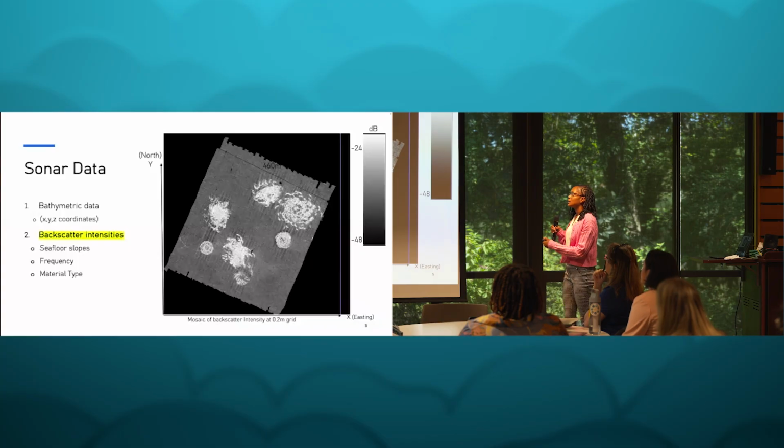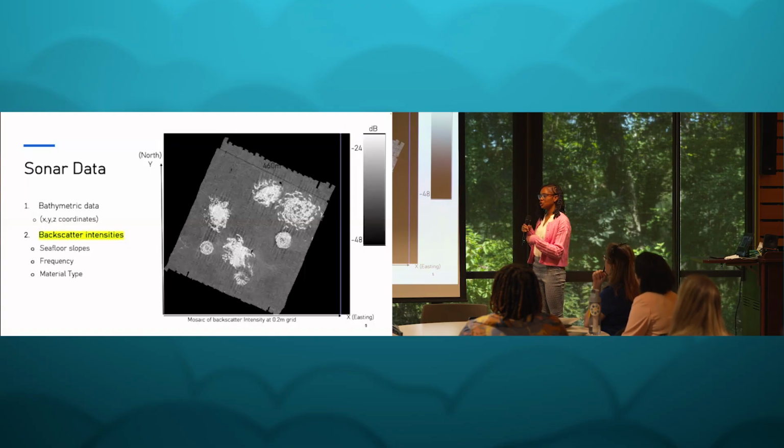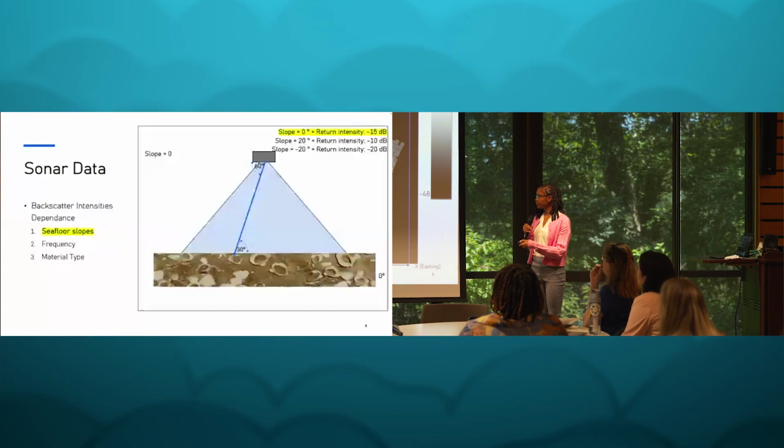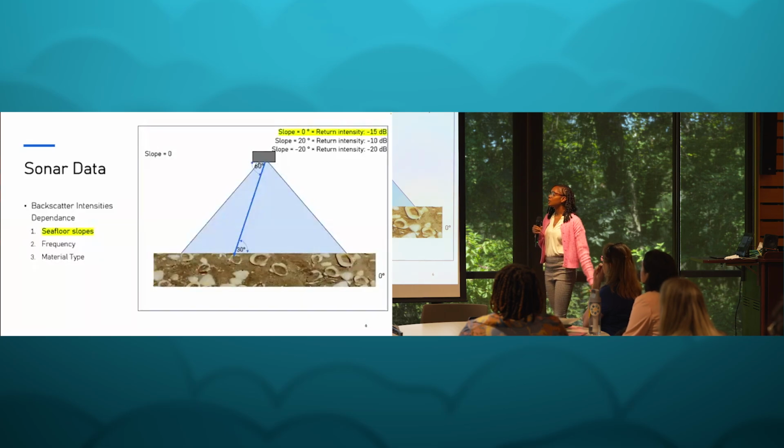Next is the mosaic. This is the exact same image as this one, but it's in grayscale and it actually shows you the sediments that are on the seafloor. Here is the dB range, and that measures the intensity. The first factor for the backscatter intensity is the seafloor slope. Here you can see that the slope is at 0. So the return intensity is -15. Angle is 0, so the slope is 0.